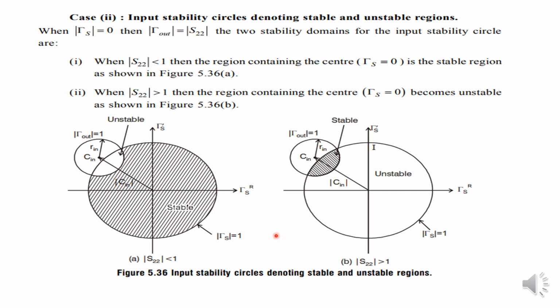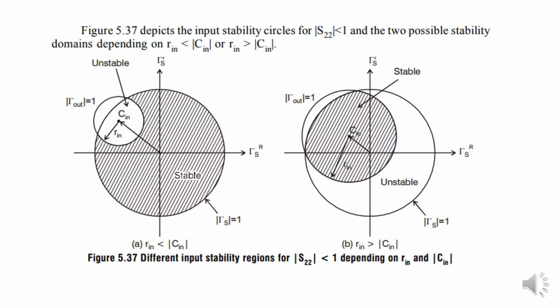Likewise, by using the Smith chart, we can find out whether the regions are stable or unstable. This figure represents the different input stability regions for |S22| less than 1, depending upon the value of R in, that is the radius, as well as the center of the circle.